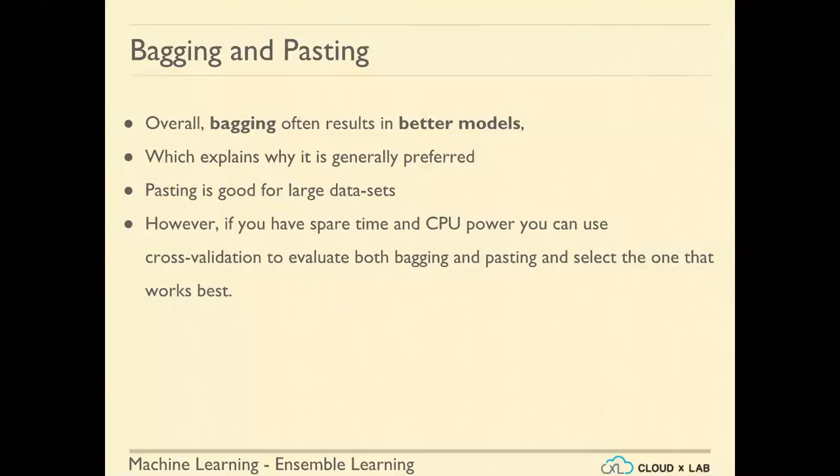Overall, bagging often gives better results, which explains why it is generally preferred. Pasting is good for large data sets. So the general rule of thumb is, if you have spare time and CPU and your data set is not really big, then you can evaluate both bagging and pasting.